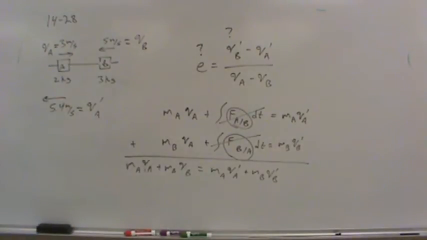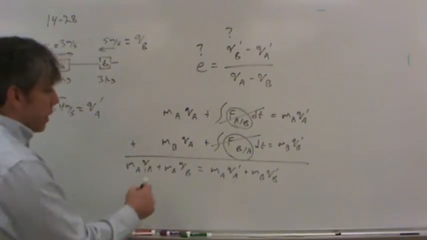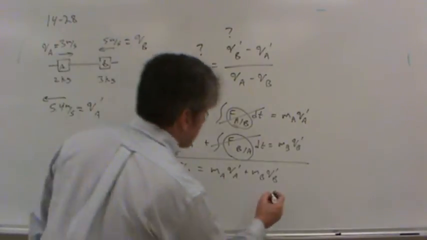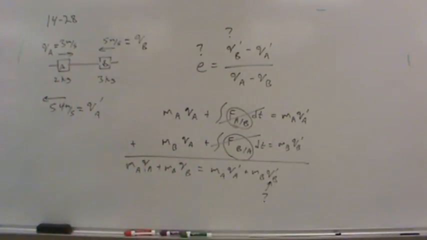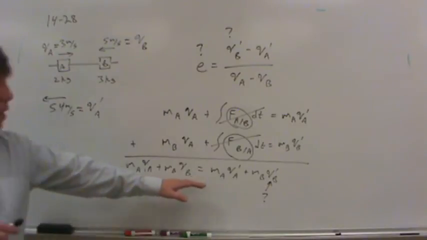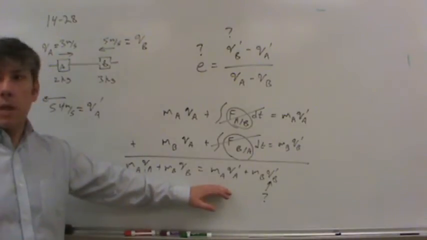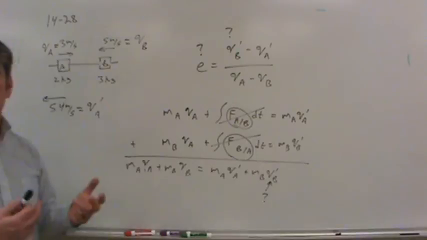Now this is another equation that will help us out because look, we know all the masses, we know three of these velocities. The only velocity we don't know is this one. So now we'll be able to solve for the velocity of B after impact. What are we doing here? We're saying that momentum is conserved. That's all we're saying. There are no external forces acting on it.